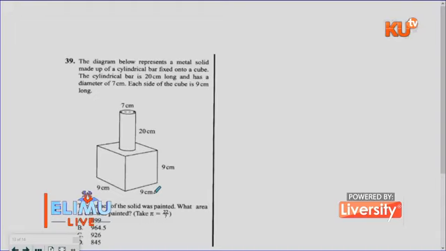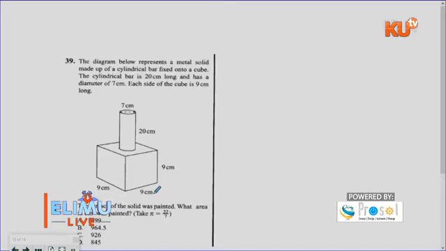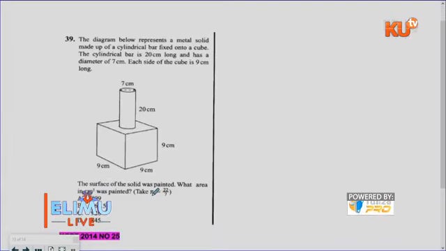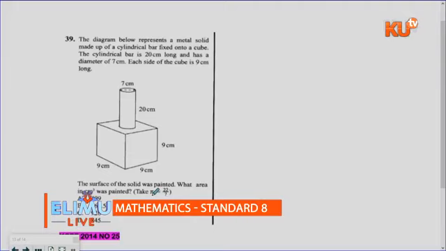Okay. And now I want just to do one question. This one, KCPE, was 2012 number 39. So the question was, the diagram below represents a metal solid made up of a cylindrical bar fixed onto a cube. The cylindrical bar is 20 centimeters long and has a diameter of 7 centimeters. Each side of the cube is 9 centimeters long. The surface of the solid was painted. What area in centimeters square was painted?